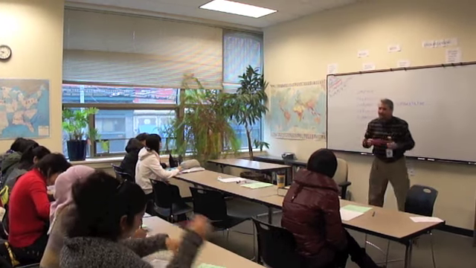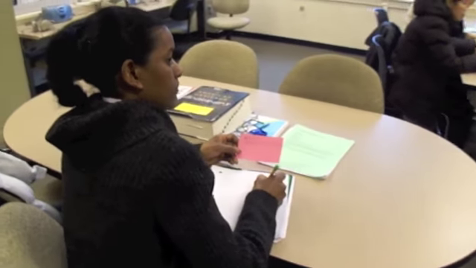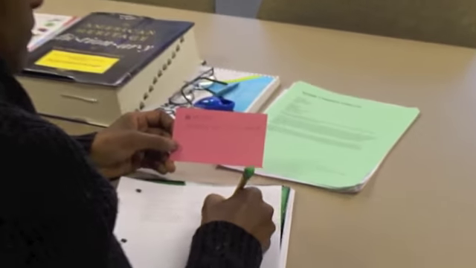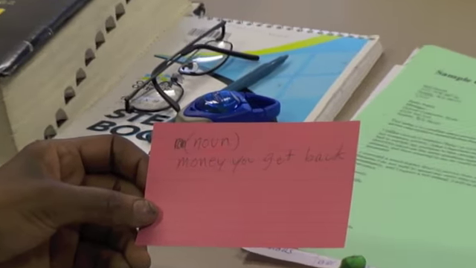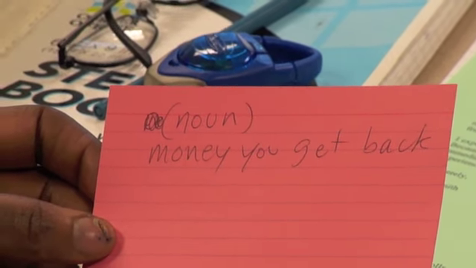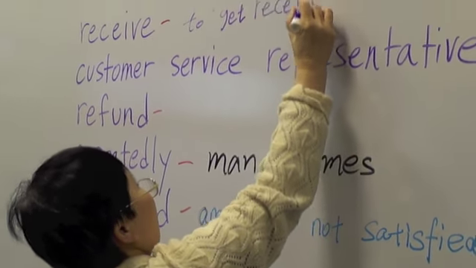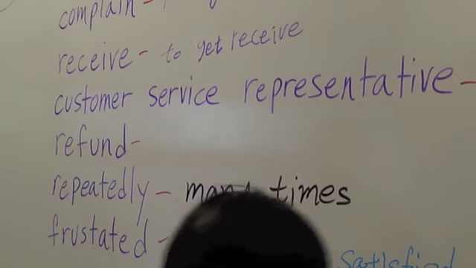Okay, let's try here. And now, I want you to go up to the board and write the definition you have on your card next to the correct word. You want to try? Come on up. Yes, come on up with your card. Okay, thank you. Thank you, Maggie.